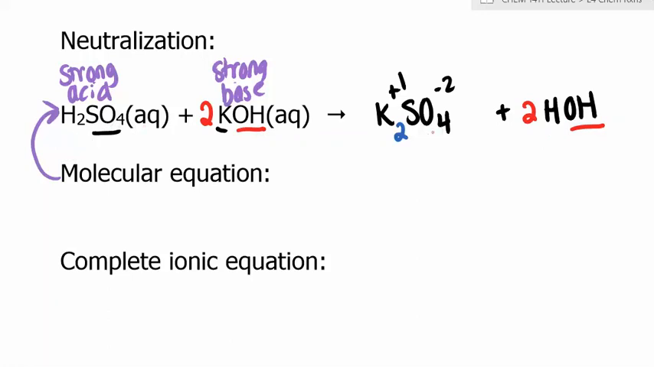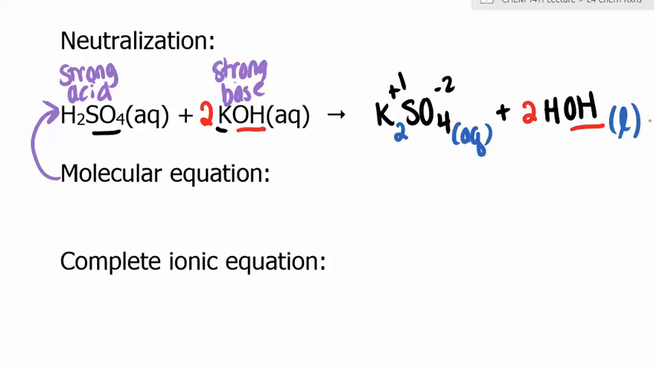So it looks balanced. Let's go ahead and put some state symbols on these. Potassium sulfate I know is water soluble because of the potassium. Water is not an electrolyte, and we don't say it's water soluble. It is just the liquid water.